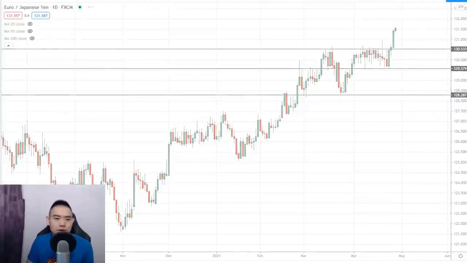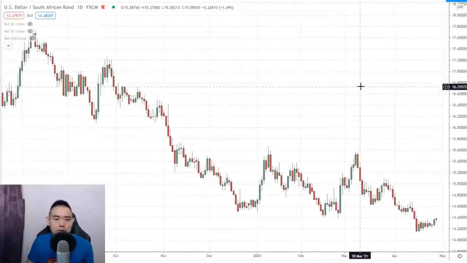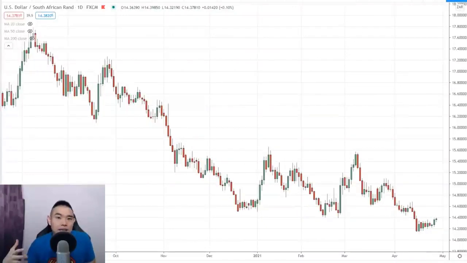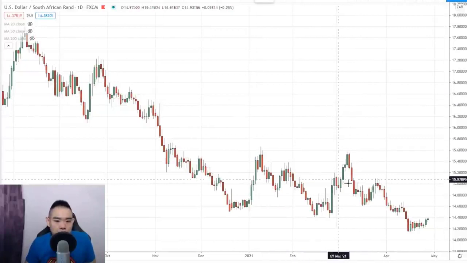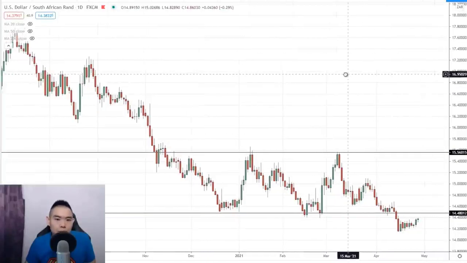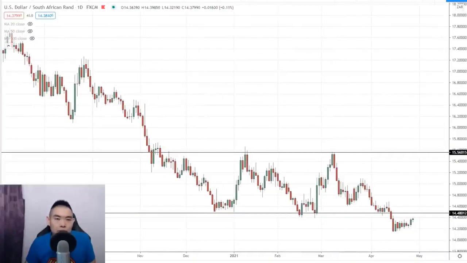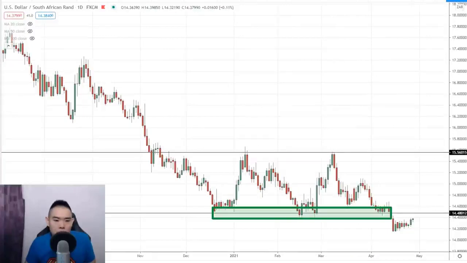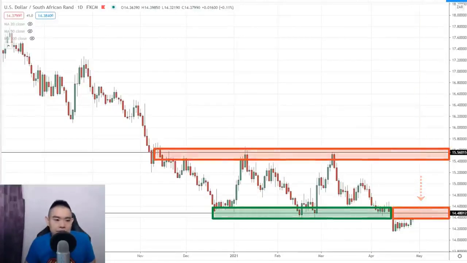Another one, dollar against the South African rand. Same thing. What is the market structure? If you look at this, the market is in a downtrend. So pay attention to the two most recent swing points. It will be this one here and possibly this one over here. So these will be the two areas on the chart that I will pay attention to. This is where previous support could become resistance. And this clearly is an area of resistance, tested once, 2 times, 3 times, and 4 times over here.